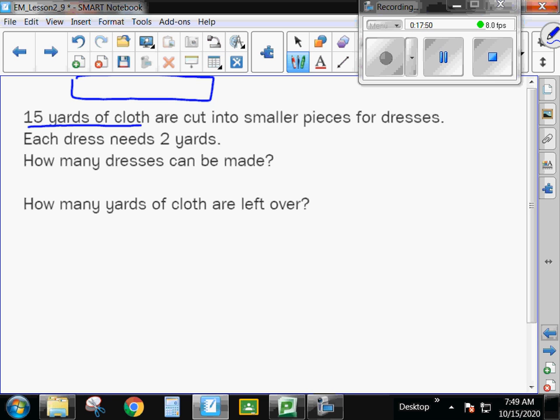All right, I want you to go ahead and pause the video, and I want you to try to draw this out. Okay, imagine that there's 15 yards of cloth, and you're dividing it up, and each dress needs 2 yards. So how many dresses can you make from this strip of cloth? Stop the video, draw a picture.